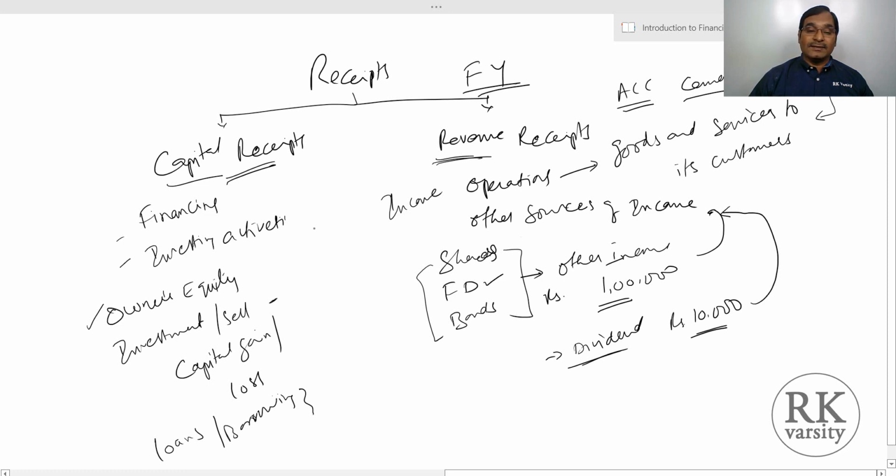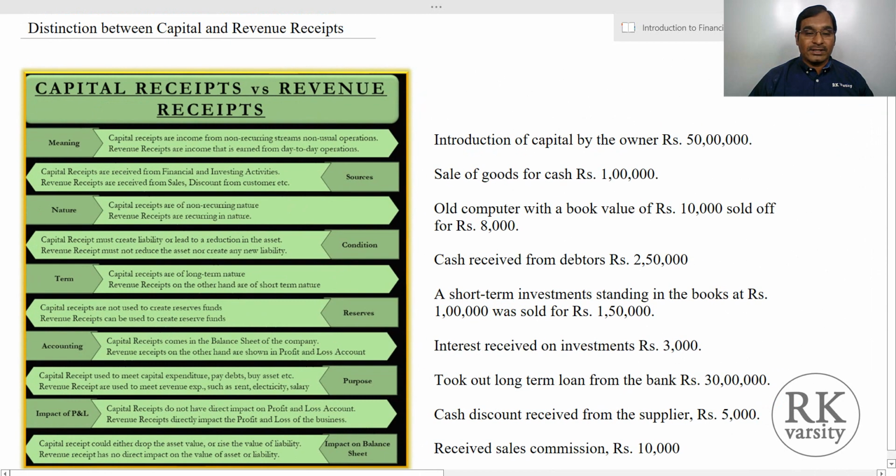Why this differentiation is important is all the capital receipts are shown in your balance sheet, whereas revenue receipts are shown in a profit and loss account. So any error in classifying these will jeopardize your final accounts. You need to be very clear about whether a given receipt is a revenue receipt or a capital receipt. Now we look at the distinction between them.